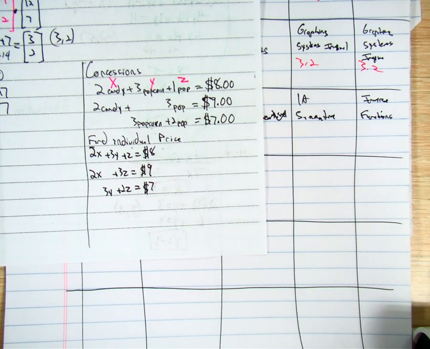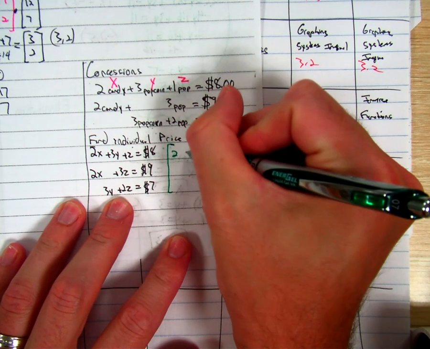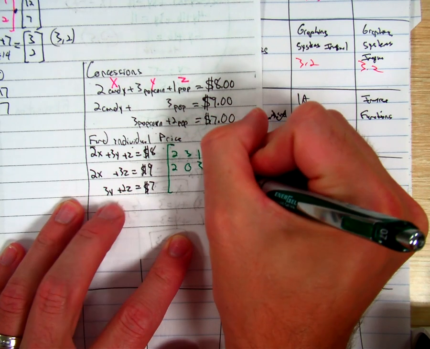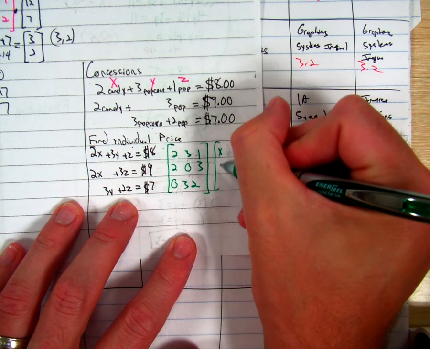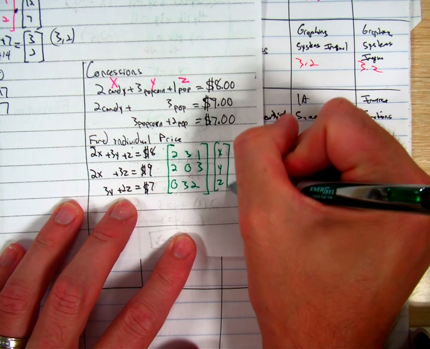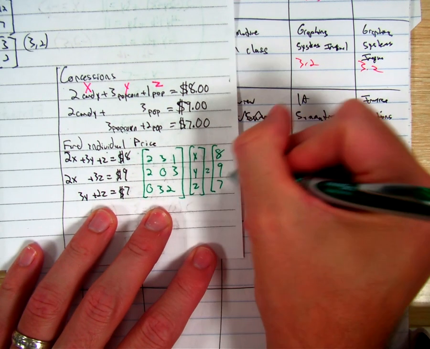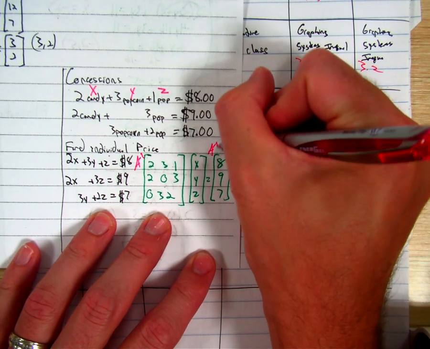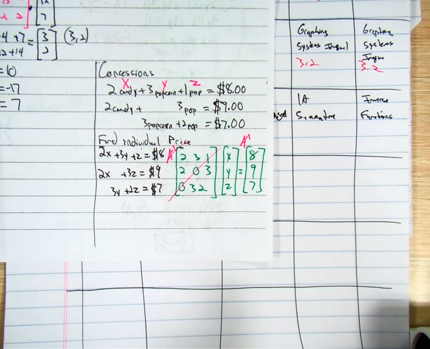Okay, then we change it into matrices. 2, 3, 1. 2, 0, 3. 0, 3, 2 times our X, Y, Z and our answers. And we A inverse both sides. Those will cancel out. And A inverse times B is what we're going to do on our calculator.